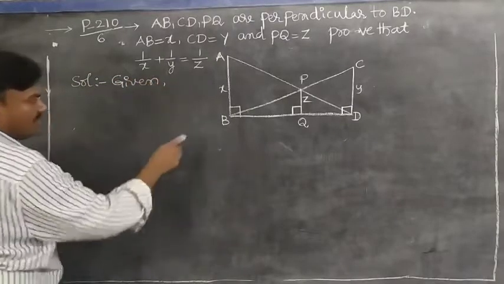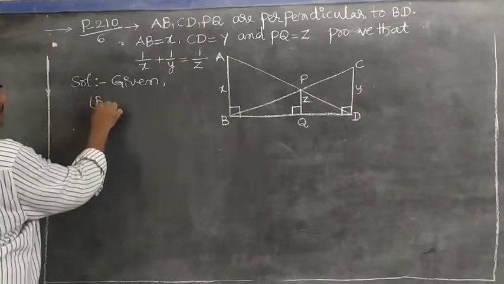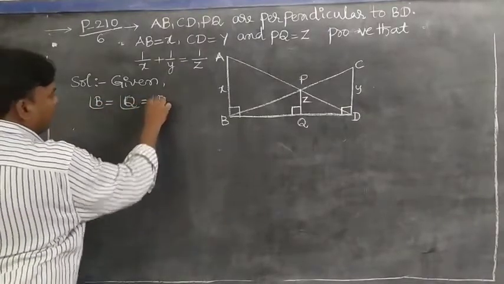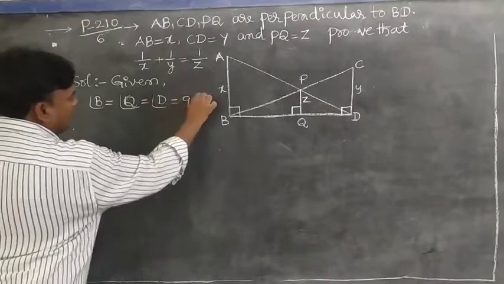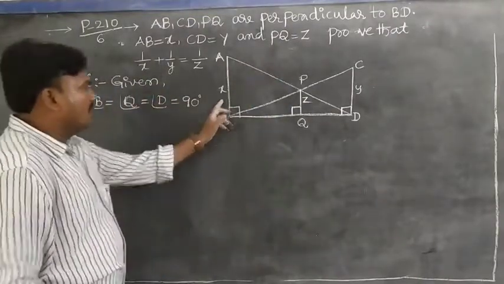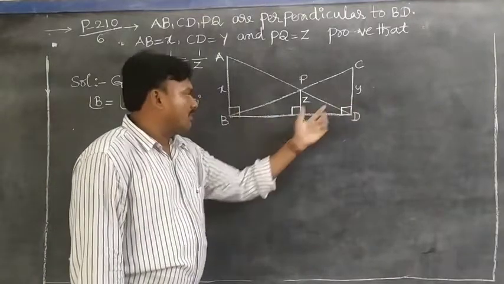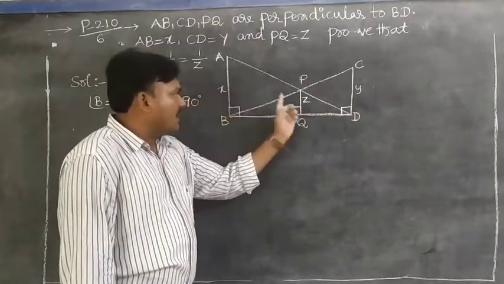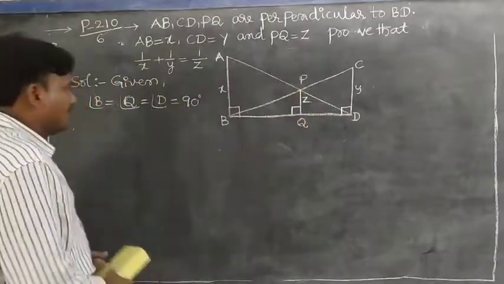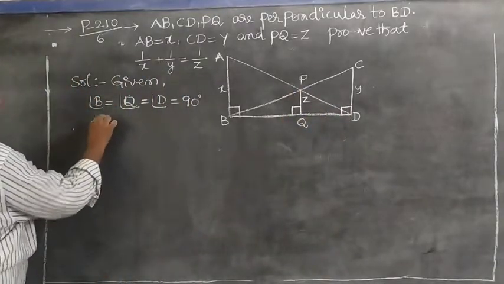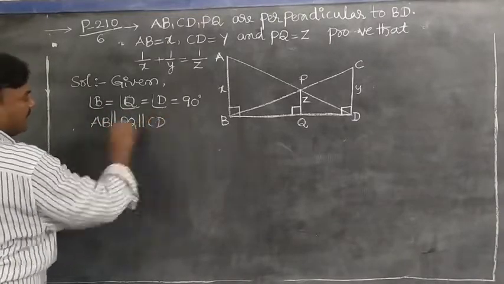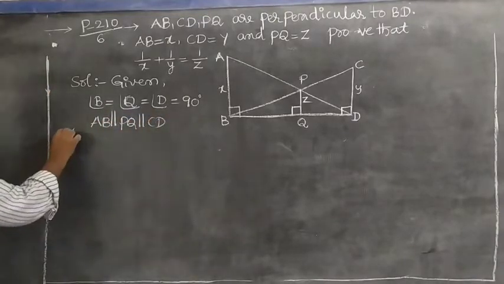Solution. Given angle B equal to angle Q, and also angle D equal to 90 degrees. So according to the symbols and the given perpendiculars, AB, PQ and CD are perpendicular to BD. What is the relation among AB, PQ, CD? All are parallel to each other. Then AB is parallel to PQ and also parallel to CD. Okay, first of all I take the first part.